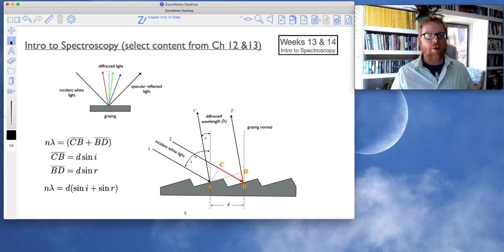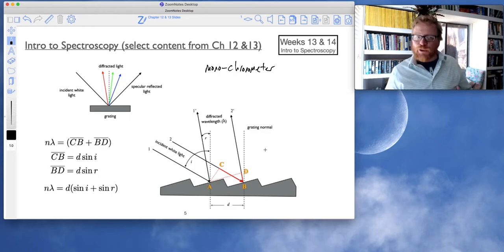So I'm going to describe a technique that we use, which is called a monochromator. I still have to say that slow to this day. Monochromator. Okay. So this is a way in which we can take advantage of specular reflection as well as diffraction to create light of any wavelength that we want, okay? Or to select a wavelength of light from an incident white light source, okay?